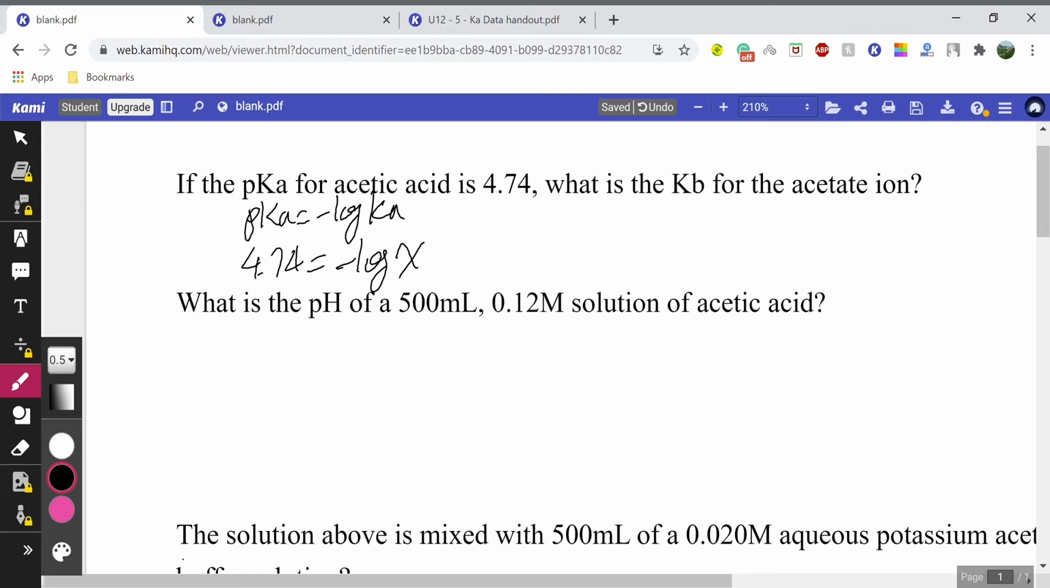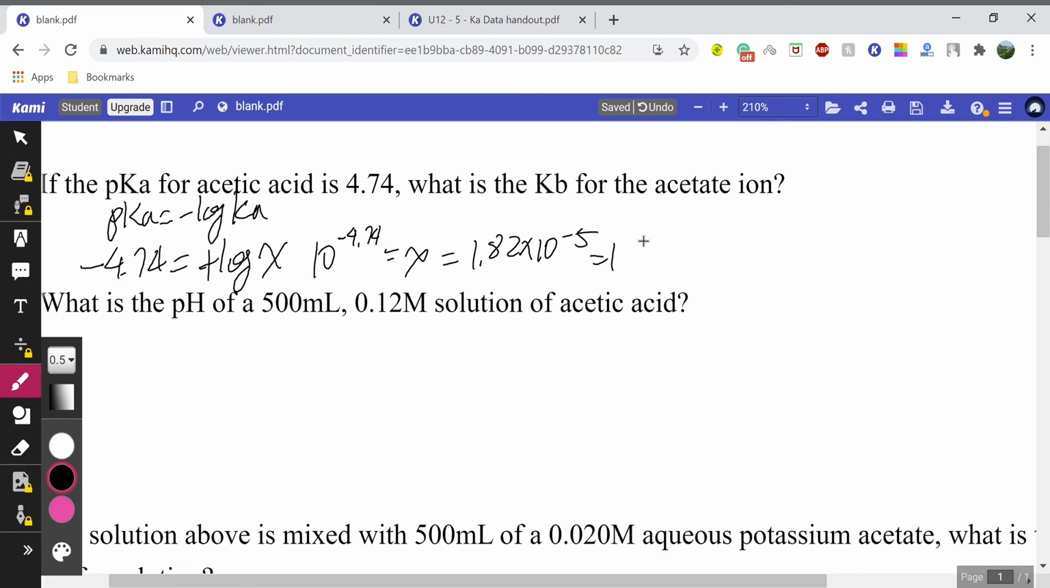So to do this, let's first change this into negative and turn this into positive, and take the antilog of both sides. So 10 to the negative 4.74 power is equal to x. Now 10 to the negative 4.74 power is going to give you 1.82 times 10 to the negative fifth, and that is Ka.